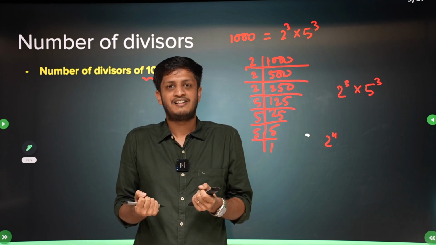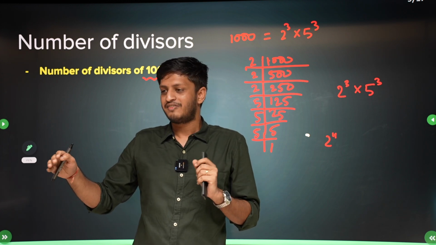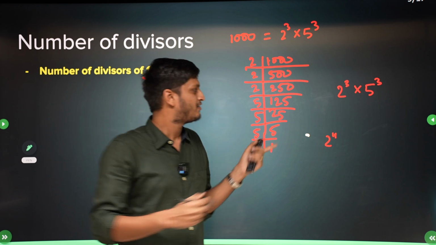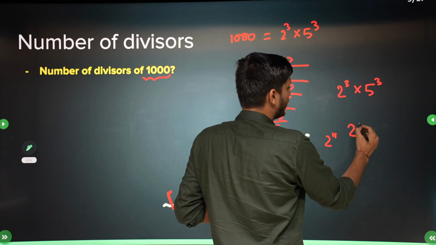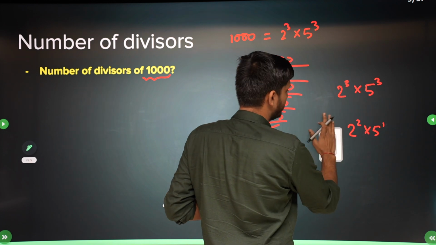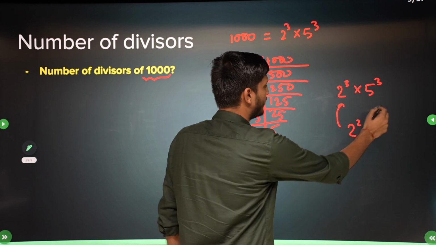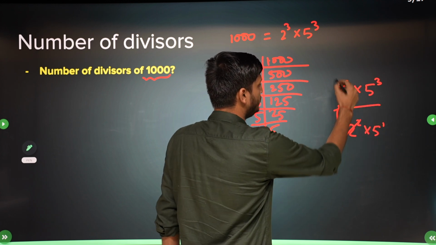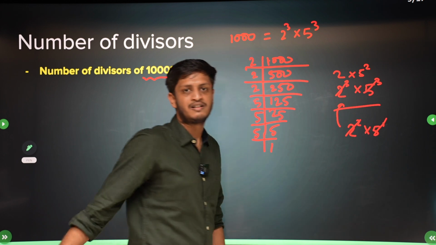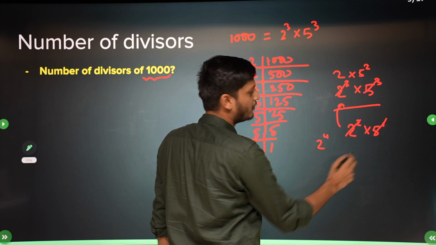Think of it this way: 1000 has three 2's and three 5's. So any number which has no more than three 2's and no more than three 5's can divide it. For example, a number like 2 squared into 5 to the power 1. This will always divide 1000, because when you divide it, you will have 2 here and 5 squared here, right? You cannot have in the denominator 2 to the power 4 or 5 to the power 4.